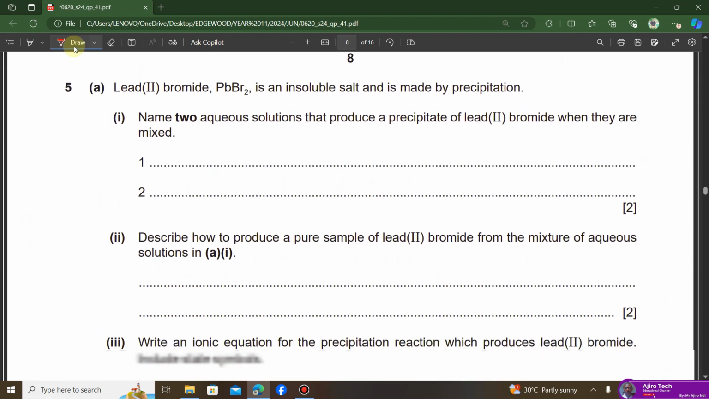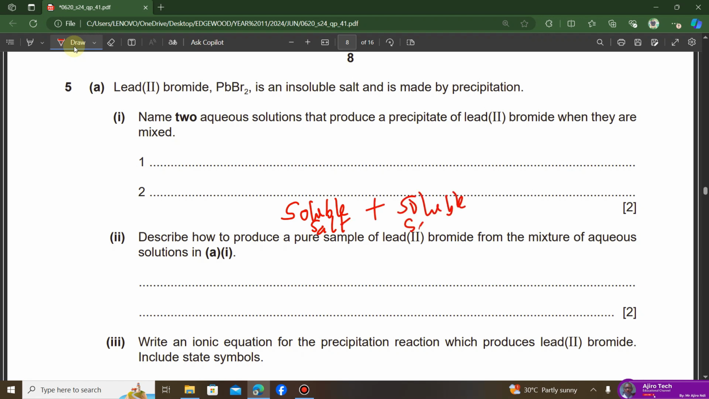So move to question 5. Lead 2 bromide is an insoluble salt and is made by precipitation. Name 2 aqueous solutions that produce a precipitate of lead 2 bromide when they are mixed. Now, to make insoluble salts, remember that you need to mix 2 soluble salts together. 2 soluble salts will give you an insoluble salt.